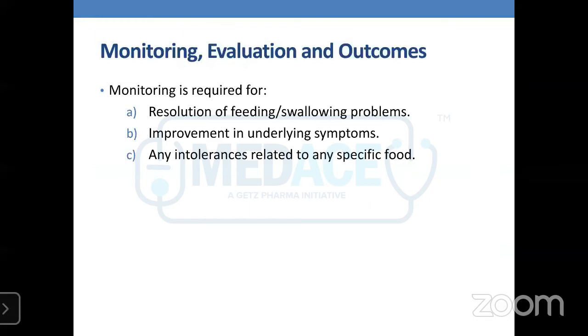Then the last part of our nutrition care process is monitoring, evaluation, and outcome. When we have advised intervention, when we have given a plan to the patient, then monitoring is required for the resolution of feeding and swelling problems or any other problem the patient is previously facing, improvement in underlying symptoms, and need to look for any intolerances related to any specific food and what further we need to advise our patient.